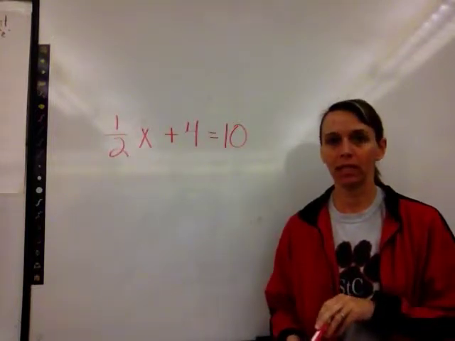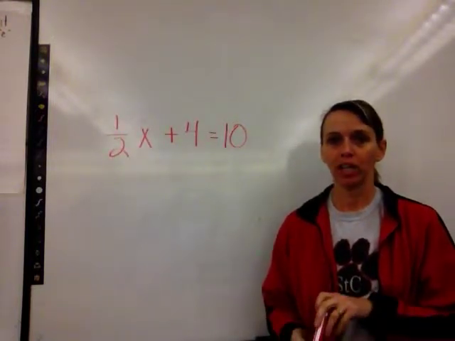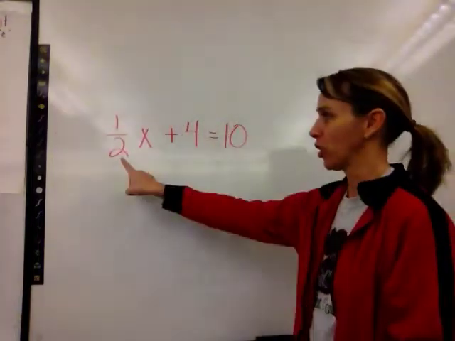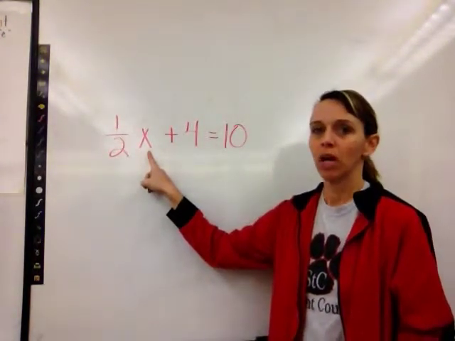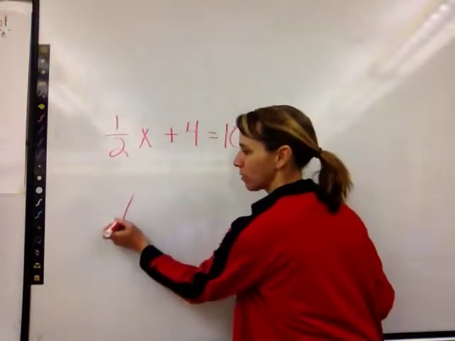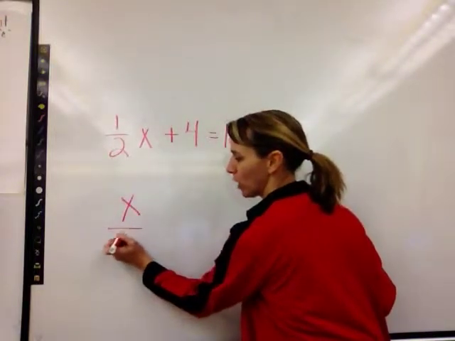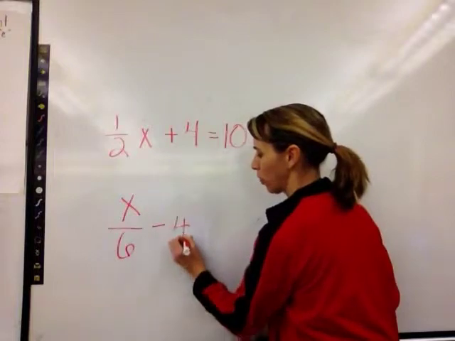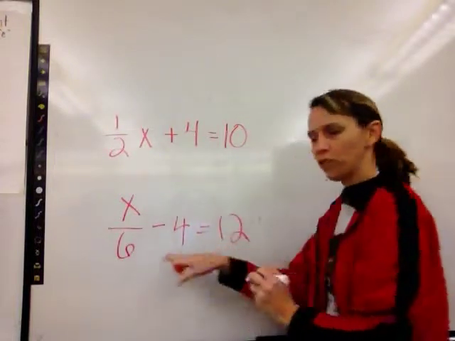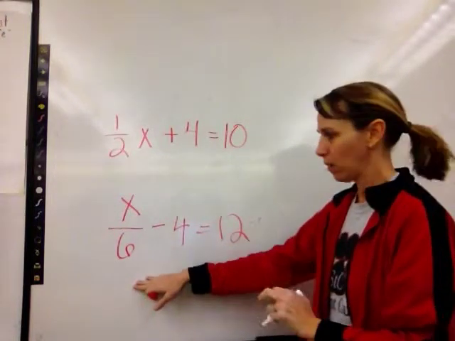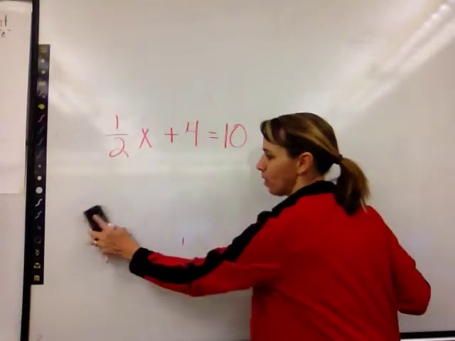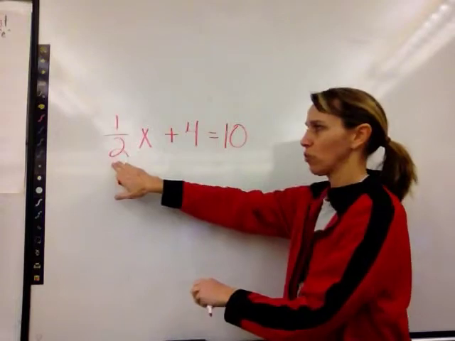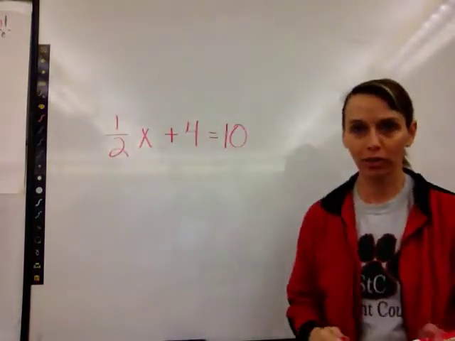to show you guys how to solve an equation when it has a fraction right next to the variable. You've solved some where you had a problem like x over 6 minus 4 equals 12, where the x was over the top of the number, but you have not solved any where the fraction is right next to the number. So I want to show you how to do that.